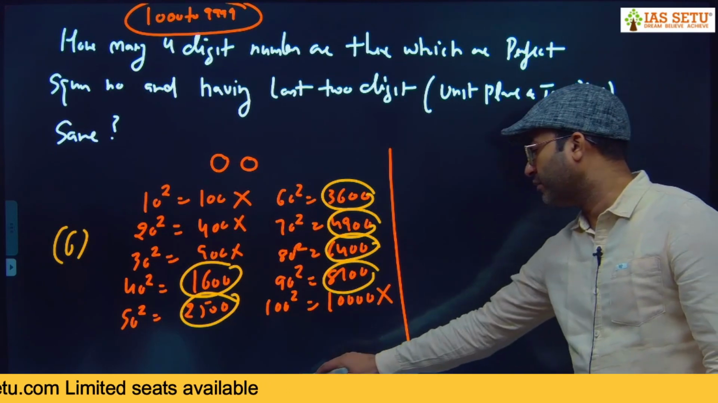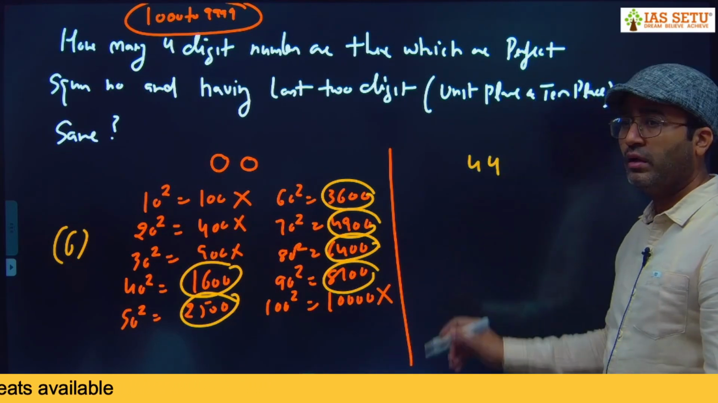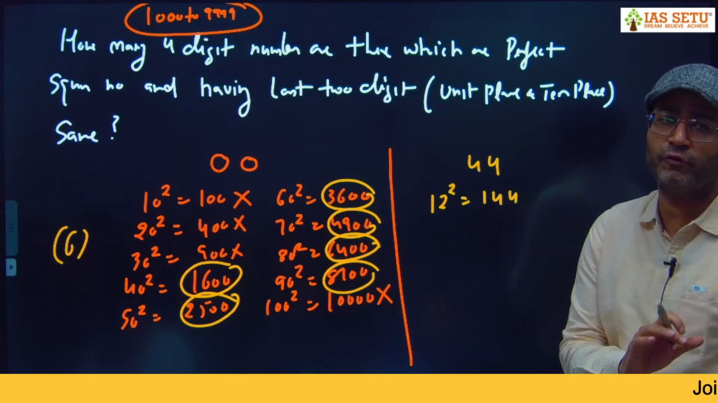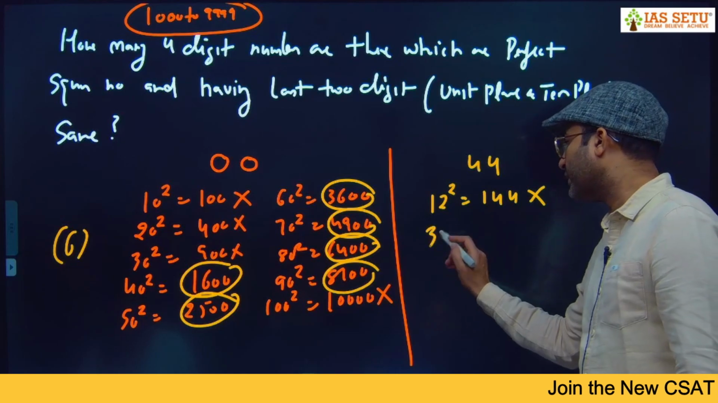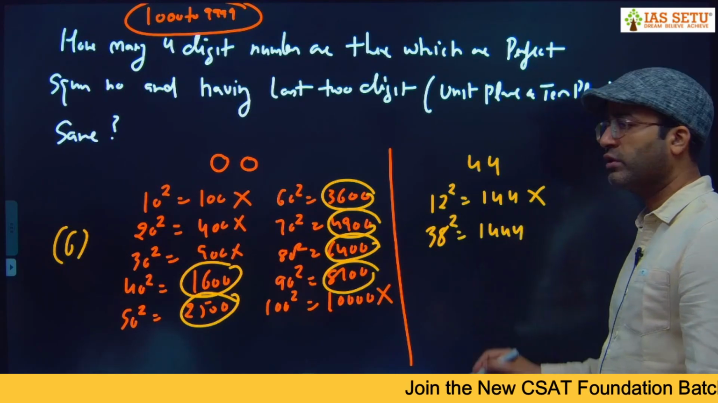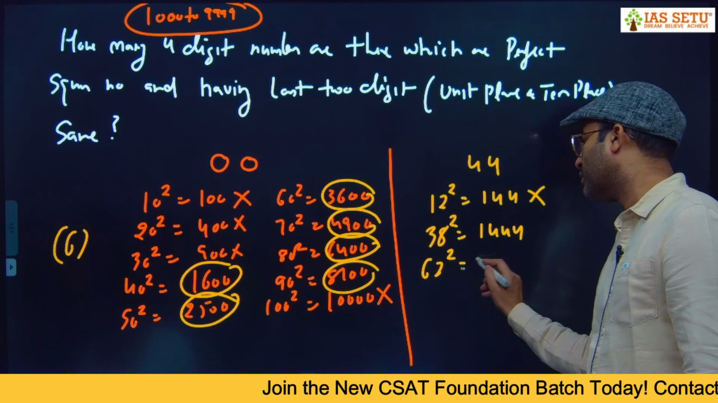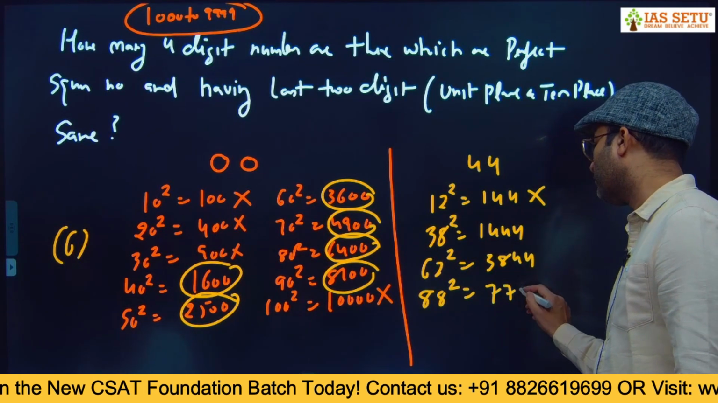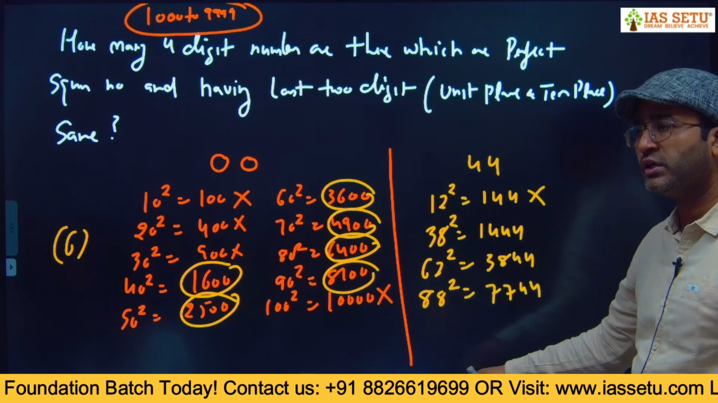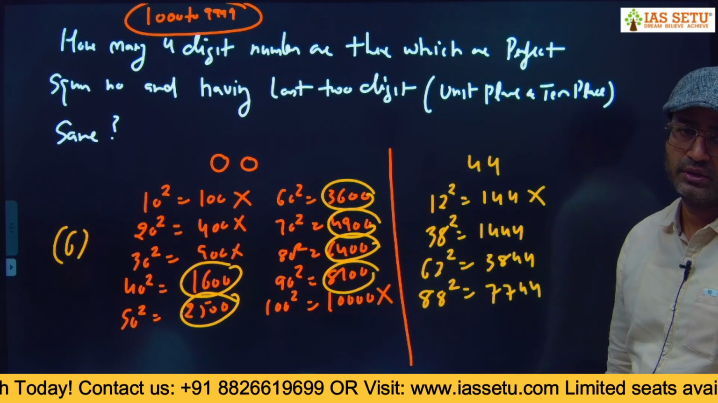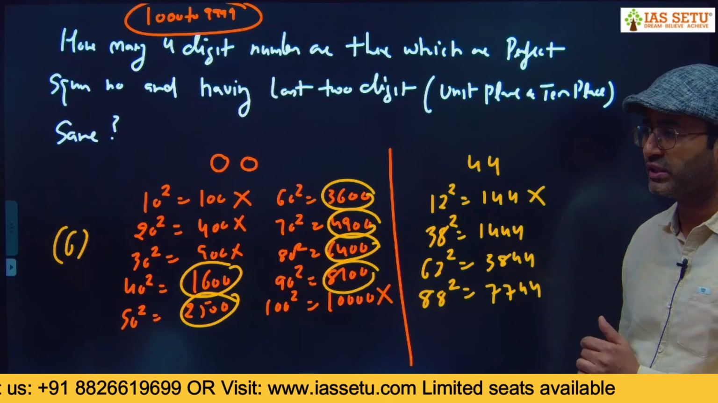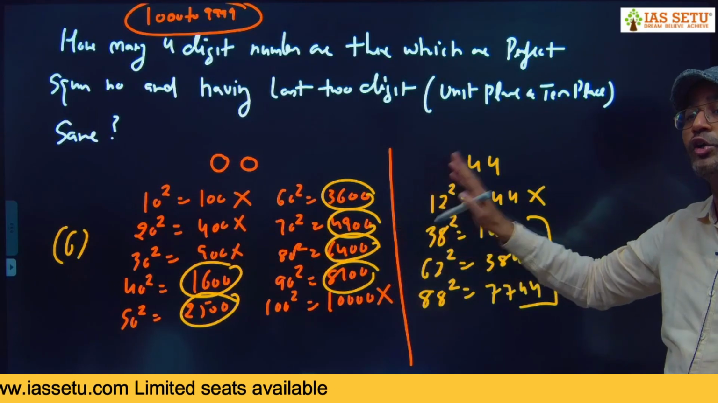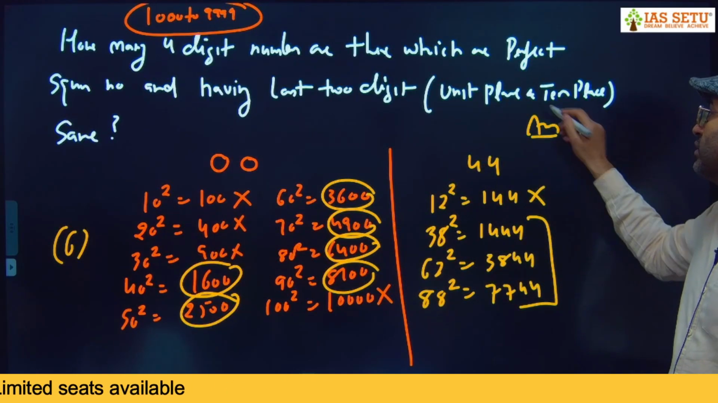Now next category, if it is 44. 12 square is 144. Is it useful for you? No. Then 38 square is 1444. Yes. 62 square 3844. Yes. 88 square 7744. Yes. And if it is beyond 100 square, that will have 5 digits or 6 digits. 100 square के बाद 5 digit start हो जाती है. So here 3 numbers in this category will help you, and 6 numbers in the other category. Total there are 9 numbers which will help you.